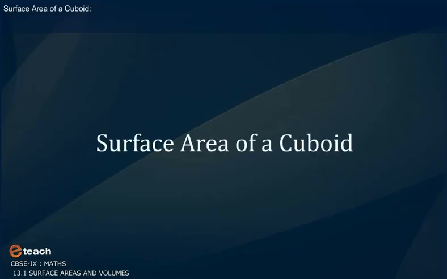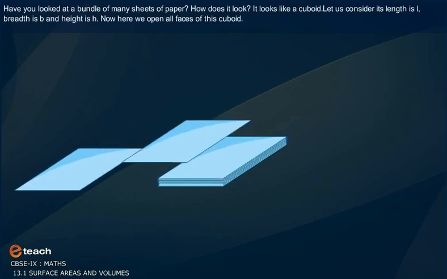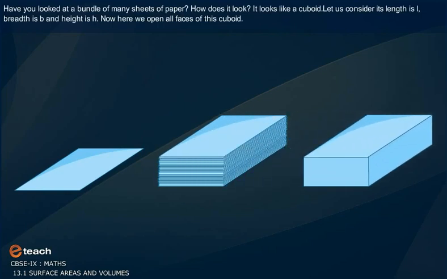Surface area of a cuboid. Have you looked at a bundle of many sheets of paper? How does it look? It looks like a cuboid. Let us consider its length is L, breadth is B and height is H. Now here we open all faces of this cuboid.